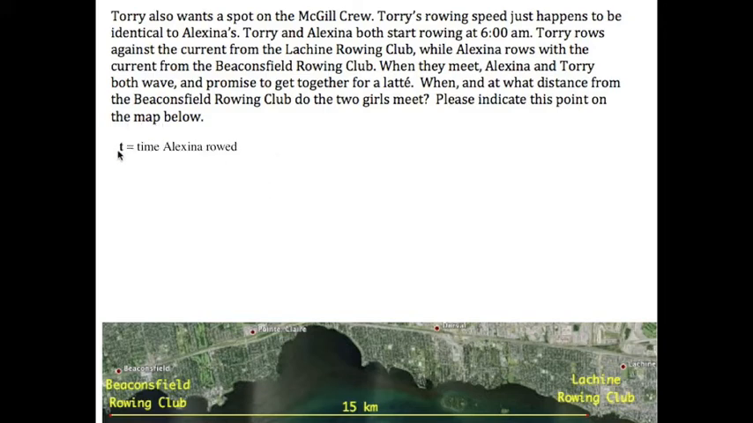So I'm going to say let t be the time that Alexina rowed, and d is going to be the distance that she rowed. Notice that the time that Alexina rows is equal to the time that Tori rowed. They both start at 6 a.m. and they both meet at the same time. So that t is going to be the same for the time that Alexina rowed and the time that Tori rowed. d is the distance that Alexina rowed.